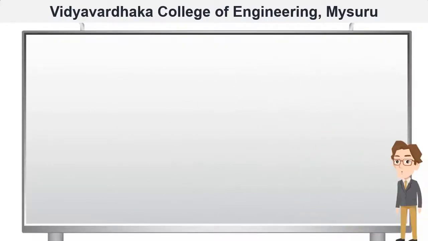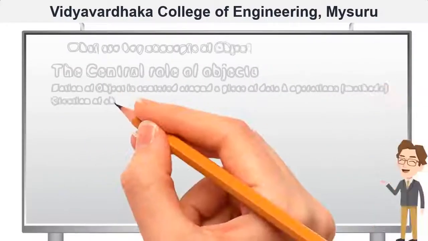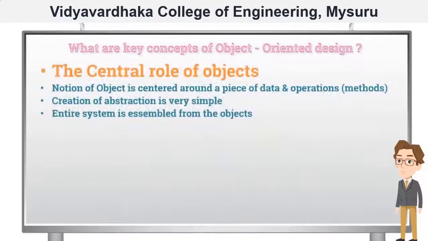Now we shall see key concepts of object-oriented design. The central role of objects. The notion of an object is centered around a piece of data and the operations or methods. Creation of abstraction is very simple. The entire system is assembled from the objects.